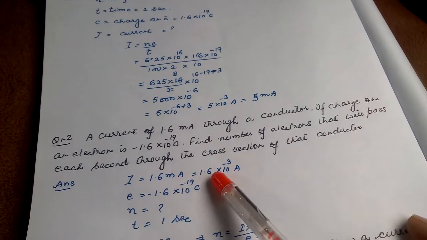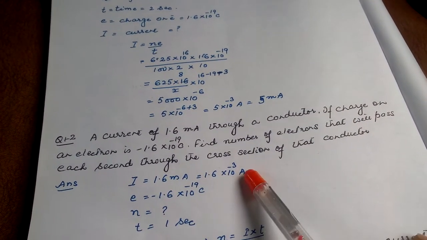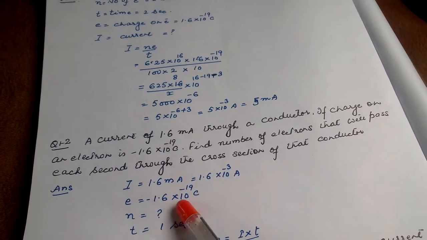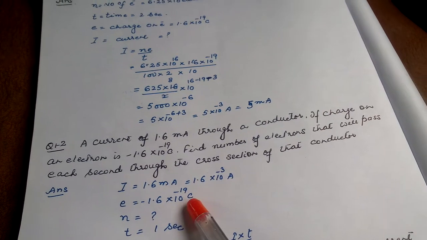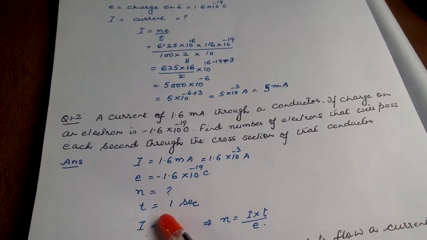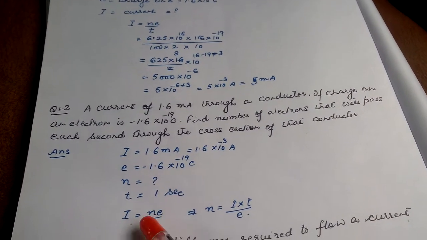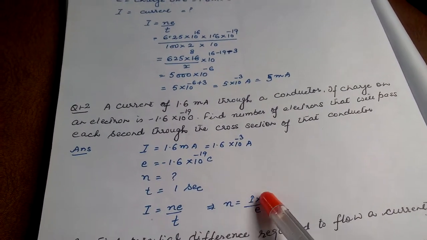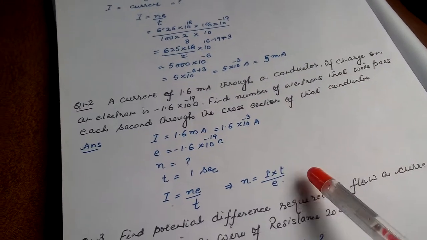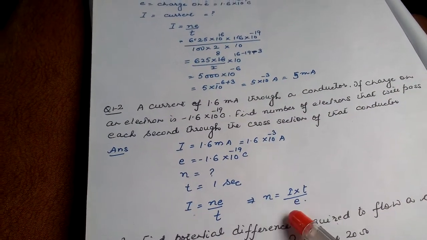Same way here, current is given, but in milliampere. First we will convert it into ampere. The charge on one electron is a constant, 1.6 into 10 raised to power minus 19 coulomb. Time is given as 1 second, and N is required. We use the same formula, I is equal to Ne upon T, and N is equal to I into T upon E. So we substitute the values and find the value of N.